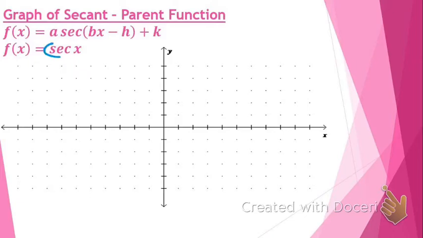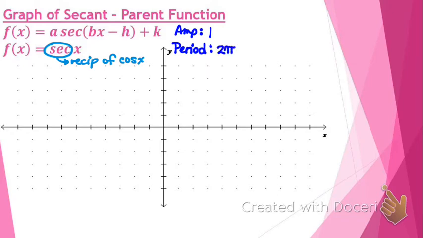Secant is the reciprocal of what? Yep. Reciprocal of cosine. And when we're talking about cosine, what is the amplitude of cosine? For the parent, just a 1. What is the period? 2 pi. Period is going to be 2 pi over the absolute value of b. Yes, amplitude is going to be the absolute value of a. So for our parent, it's going to be 1. 2 pi over the absolute value of b. So for the parent, it's going to be 2 pi.